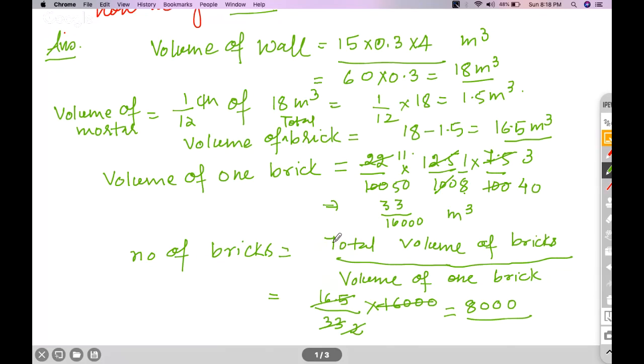Also, let me know in the chat box how many of you have solved the question paper which I have given, because I would like to get back that question paper by tomorrow.